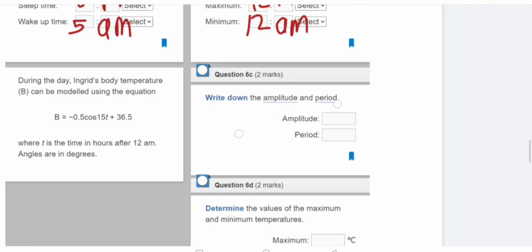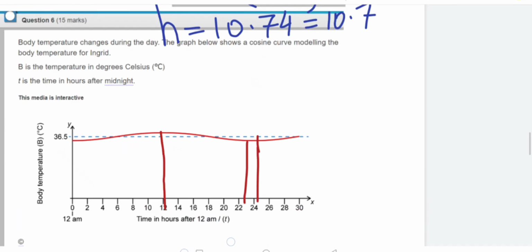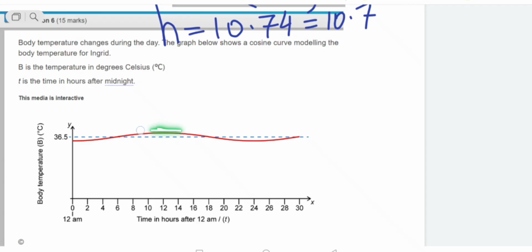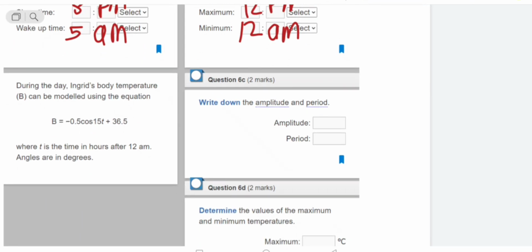So now we are going to find the amplitude. The next question: what is the amplitude? Amplitude is the maximum temperature minus the minimum temperature. In the graph we can see the maximum temperature, which is more than 36.5, so here it will be 37. The minimum is here, or here, so it will be almost 36. Amplitude is always the maximum minus minimum divided by 2. So 37 minus 36 divided by 2 is equal to 1/2 or 0.5.